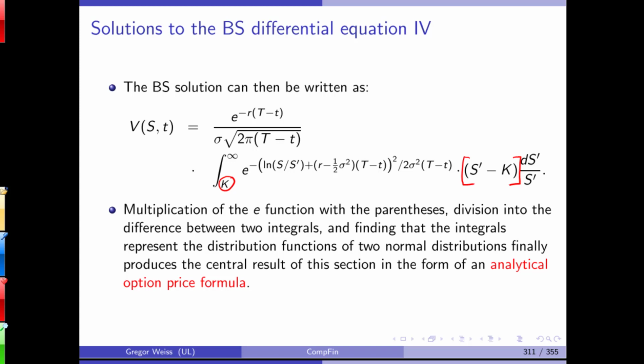And what you do is, you multiply the E function into the parentheses, you split it up into two integrals, and you actually do a little trick. You do not solve for the integrals, but you only see that, well, actually the integrals look like the cumulative distribution functions of the normal distribution. And if you remember the start of our lecture, the start of the semester, I told you that the CDF, the cumulative distribution function, for the normal distribution cannot be solved for analytically. You need numerical methods to find those values for the normal distribution.